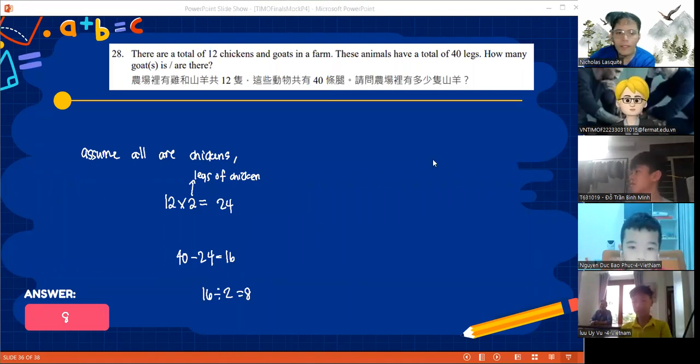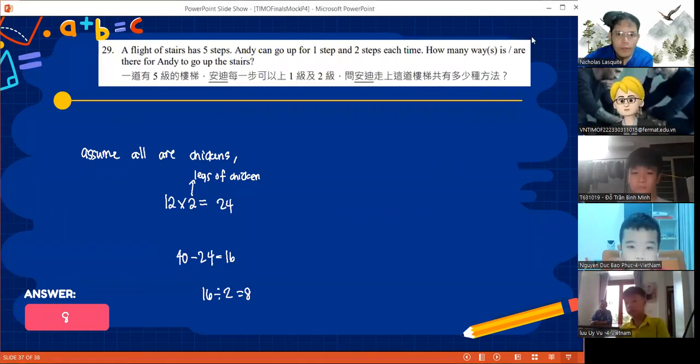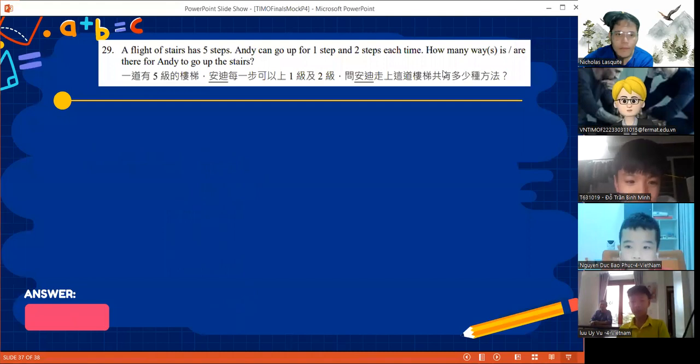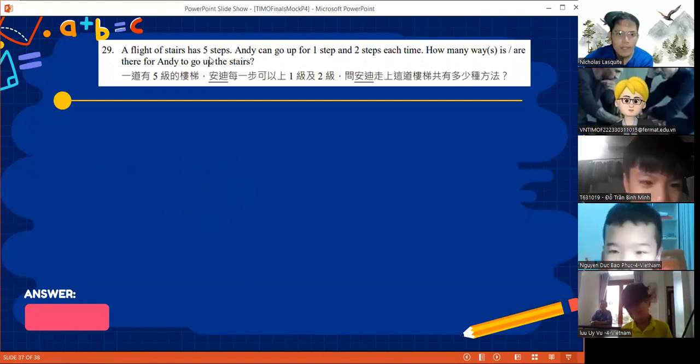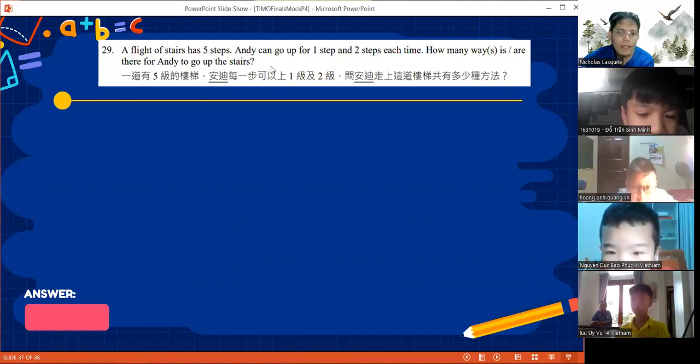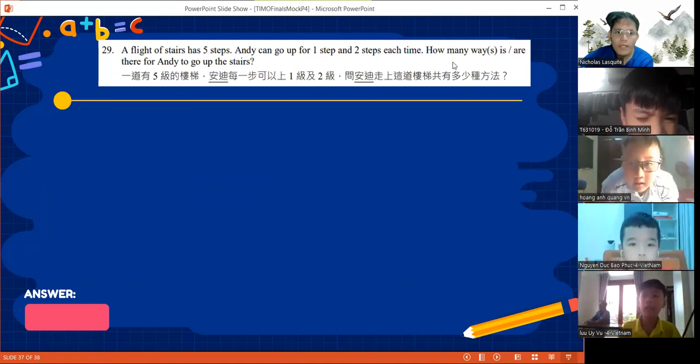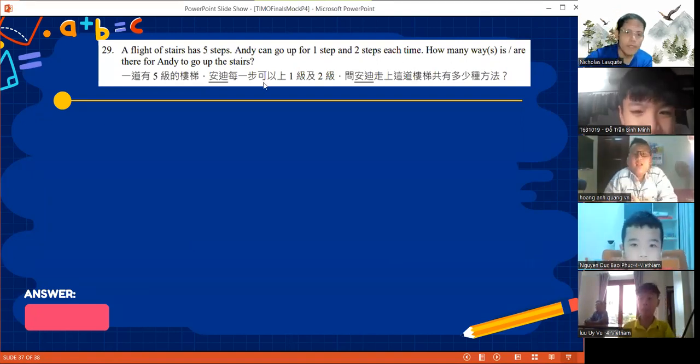Okay, let's have number 29. We have 2 more questions left. This one. A flight of stairs has 5 steps. This is actually very easy because this is just 5 steps, okay? And we can go up 1 step or 2 steps each time. How many ways are there for Andy to go upstairs?